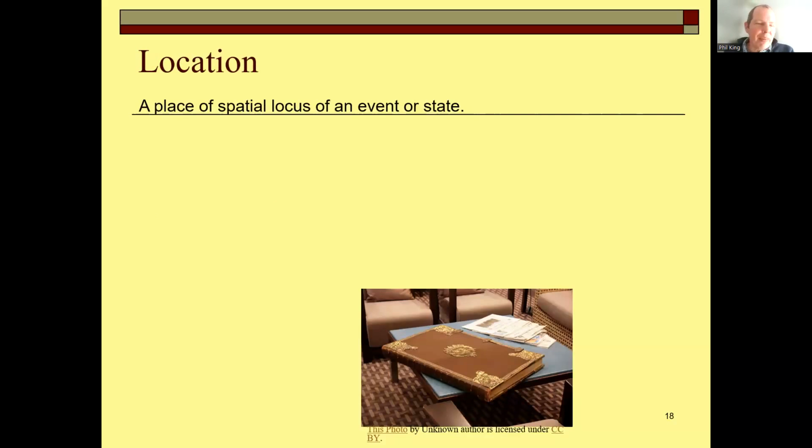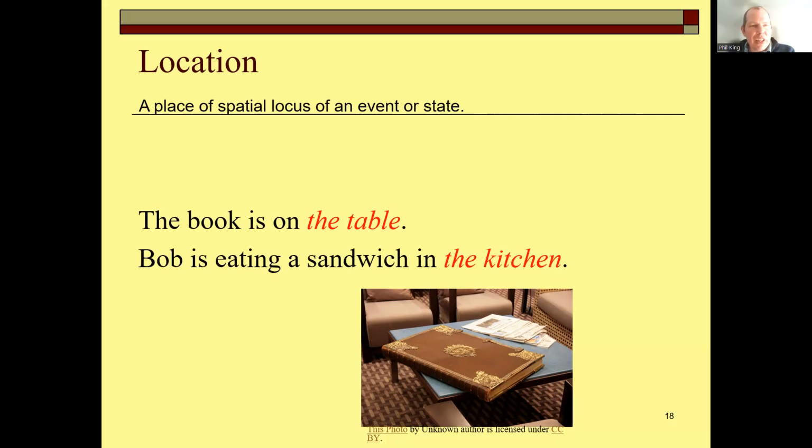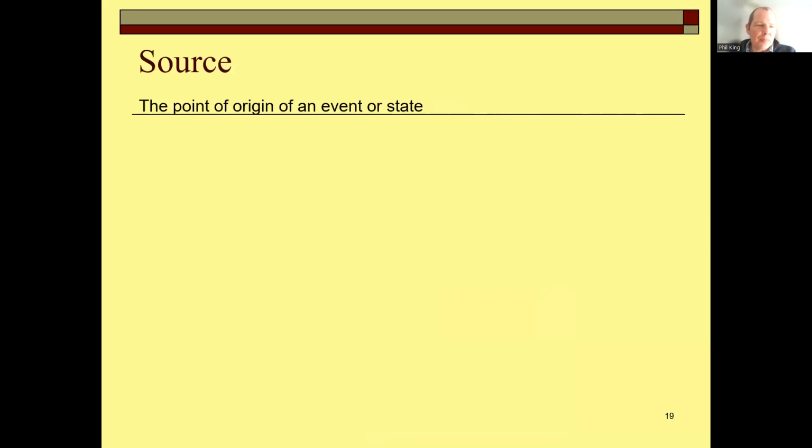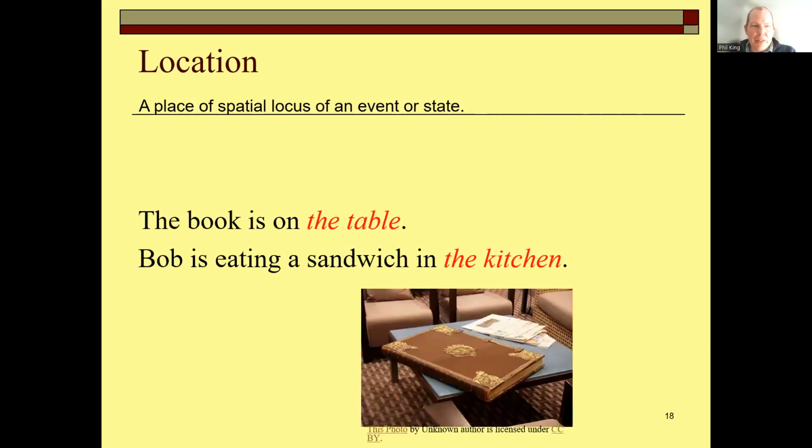And located with the theme, we have the location where it is. So the location is a place or spatial locus of an event or a state. So again, back to our example of the book is on the table. The book is the theme, but the table here is the location where you'll find it. Bob is eating a sandwich in the kitchen. The kitchen, again, is the location of where Bob is, where the action is taking place. So just back to that previous example, Bob again would be the theme here. The sandwich would be the patient that's being consumed, and the kitchen is the location.